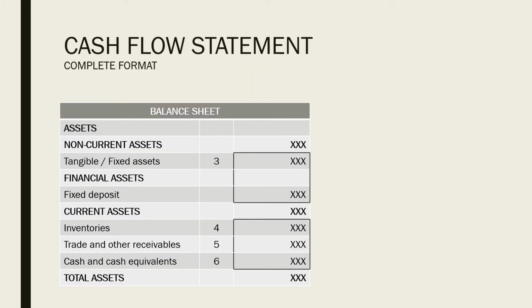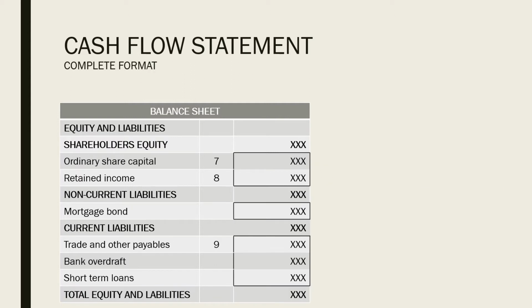Then if we look at the balance sheet, the section on the assets, your tangible or fixed assets, as well as your financial assets, will be captured under investing activities in the cash flow statement. If we look in the balance sheet at the section of equity and liabilities, your shareholders' equity and your non-current liabilities will make up the financing activities in the cash flow statement.